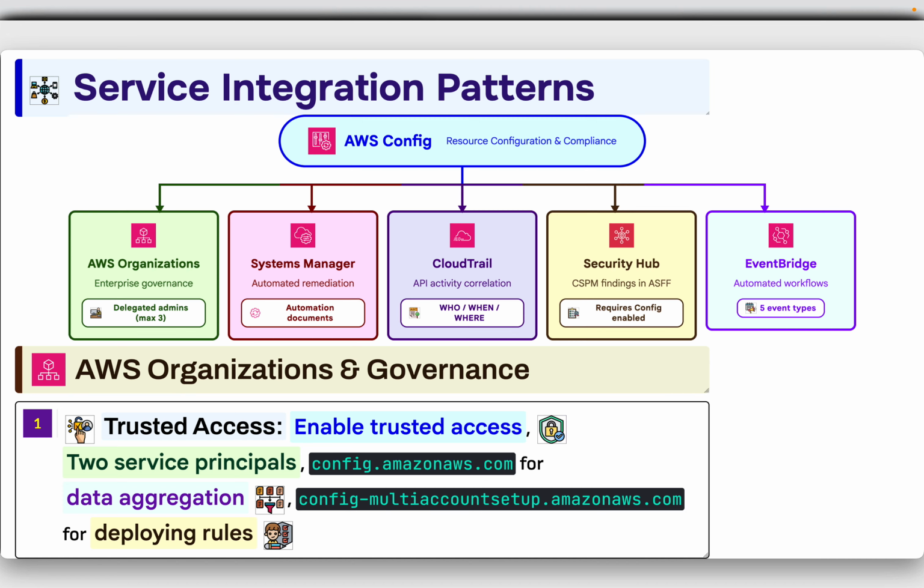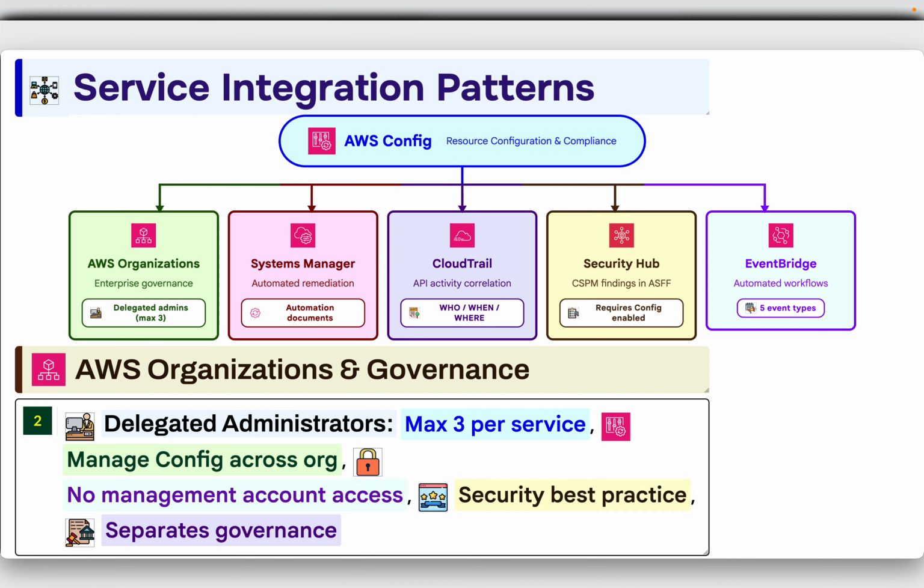And how you deploy AWS Config within AWS Organizations, that is multiple accounts that are part of organizations: delegated administrators. So you can assign a maximum of 3 delegated administrators per service to manage Config across the organization. This provides security best practices by separating governance from the management account.